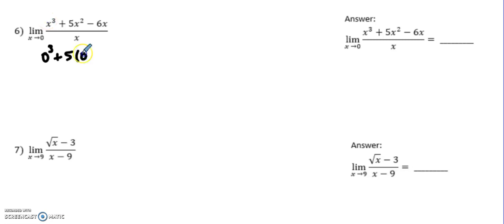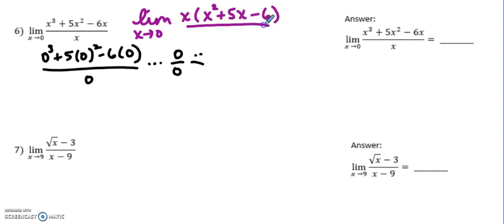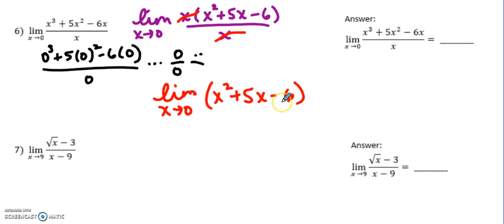0 cubed plus 5 times 0 squared minus 6 times 0 all over 0, womp womp, 0 over 0, indeterminate. So I'm going to look to see if there's anything I can factor or cancel. And in the top, I am in luck because I can factor out the x from each one of these terms. And now here I am getting rid of the problem spot, right? I just canceled out the x from my rational function. Now I'm just left with a brand new limit, the limit as x goes to 0 of x squared plus 5x minus 6. When I try direct substitution, 0 squared plus 5 times 0 minus 6 gives me a result of negative 6.